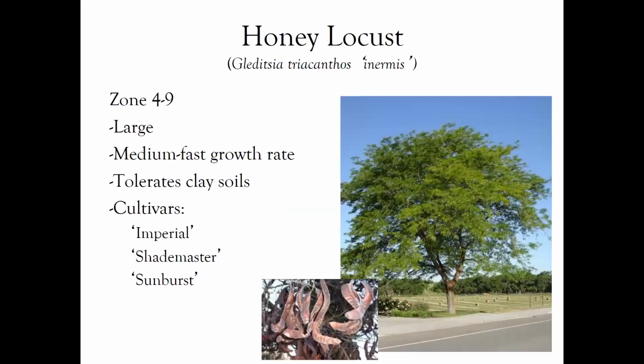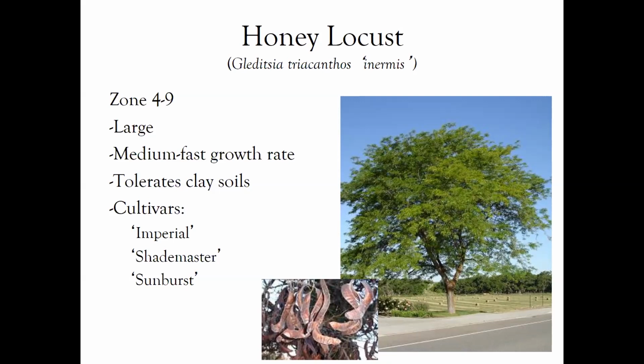Honey locust, or Gleditsia triacanthos inermis. So this is the thornless honey locust. That's what inermis means in the scientific name. These are large, pretty fast-growing trees that tolerate clay soils. They can also tolerate some drought, although in my experience, not as much drought as sometimes we read about them being able to tolerate. There's three main cultivars: Imperial, Shademaster, and Sunburst.